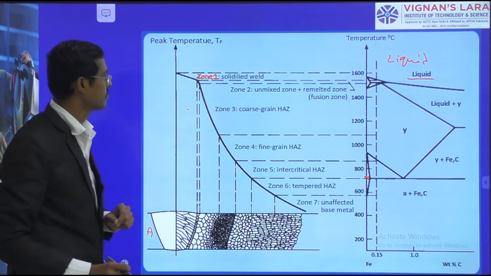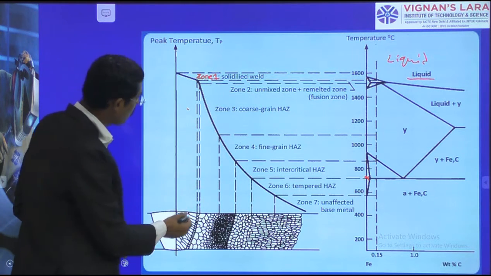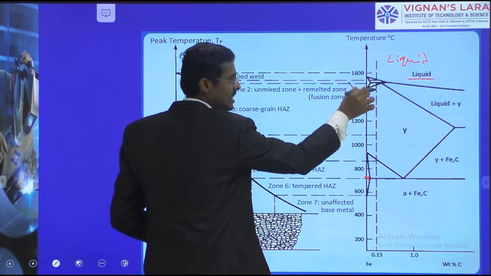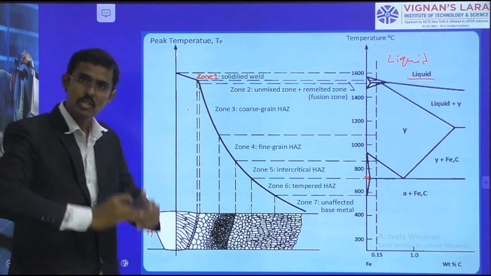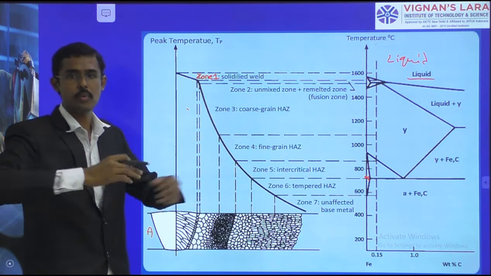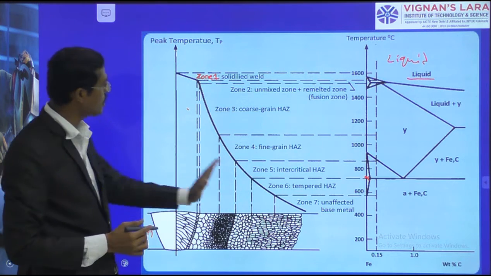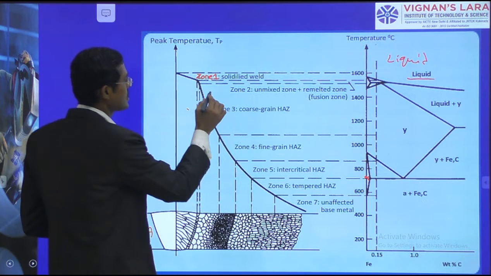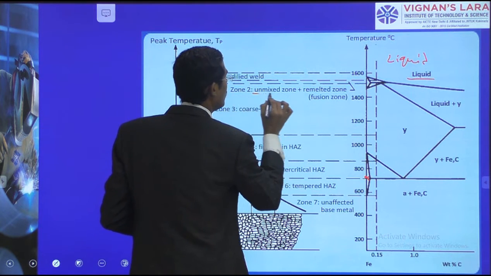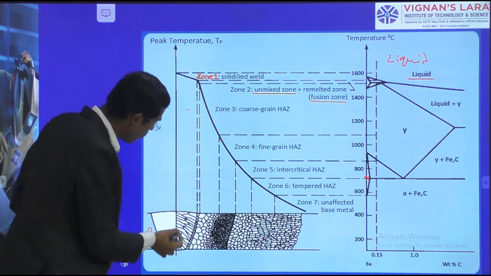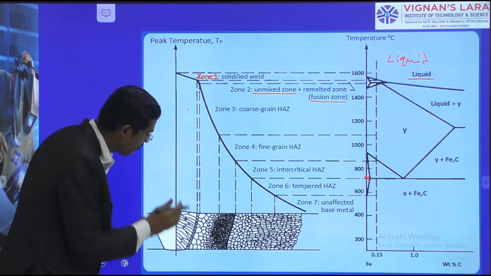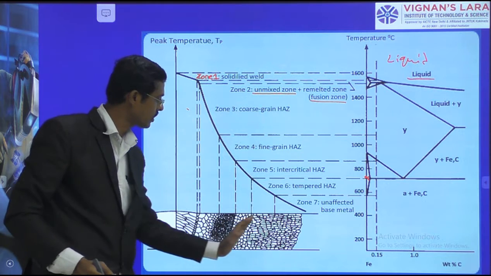Then later, next to that, a small boundary is there, the transition from the liquid to the solid. When this comes down, the temperature reduces. The next zone nearer to that, I am calling an unmixed zone, or remelted fusion boundary zone. From the fusion boundary, the other heat affected zones are forming.